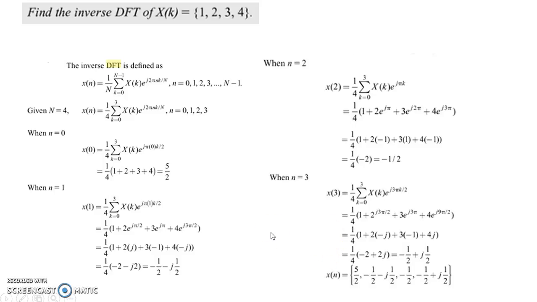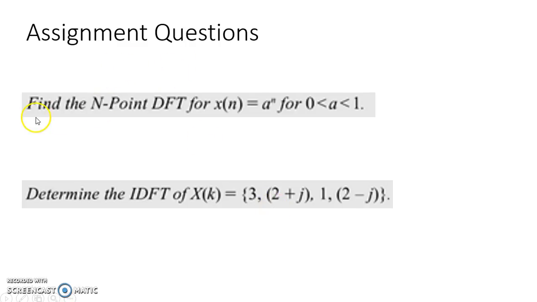As an assignment problem, you can do the following questions. Find the N-point DFT of x of n equal to a raised to n for 0 less than or equal to a less than or equal to 1, and determine the IDFT of x of k equal to 3, 2 plus j, 1 and 2 minus j.